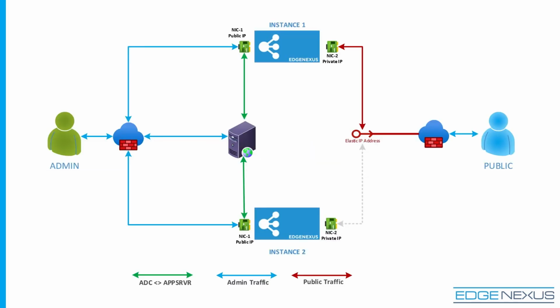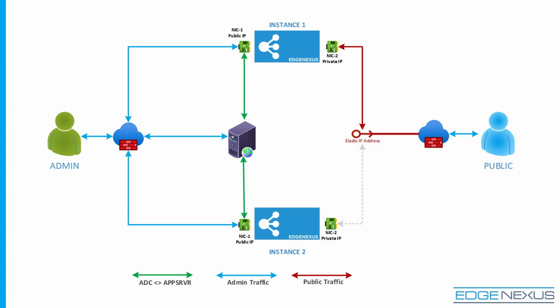The diagram on the screen shows how HACC is configured in terms of networking within the ADC. We have two ADCs that will operate as an HA pair. These are called Instance 1 and Instance 2. Each ADC instance is configured with two network interfaces. Let's call them NIC1 and NIC2. NIC1 on each ADC has a cloud public IP address associated with it. This address is used to administer the ADC.